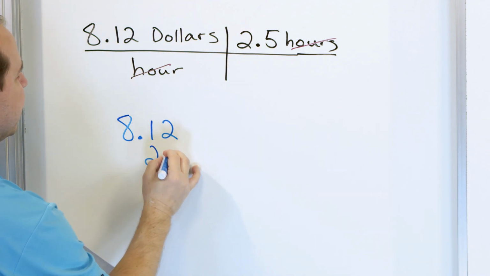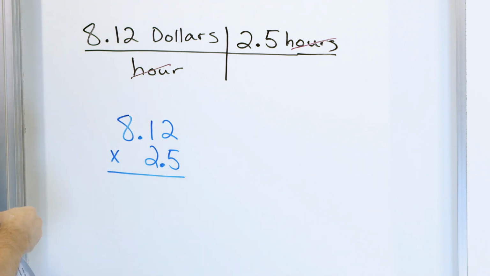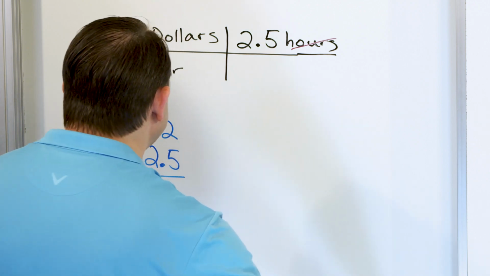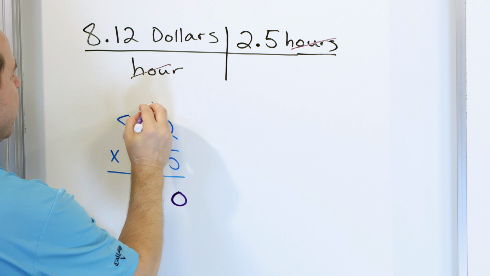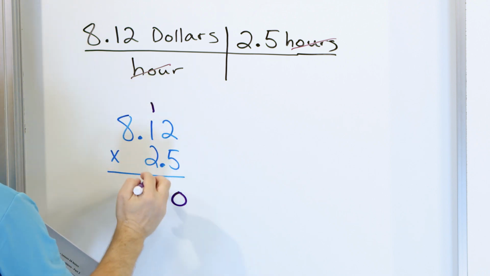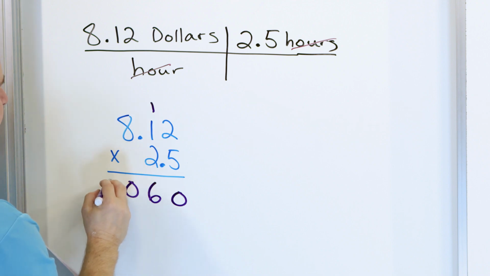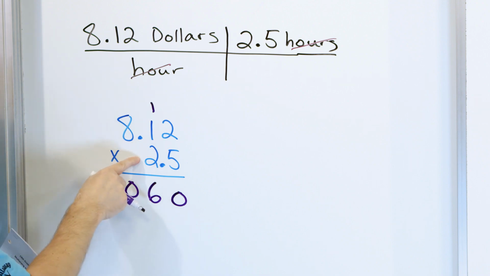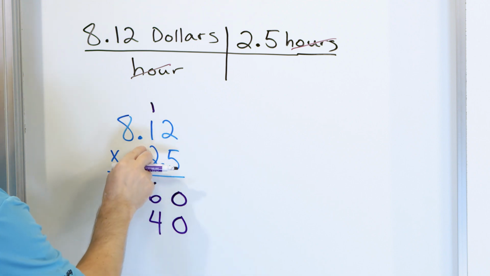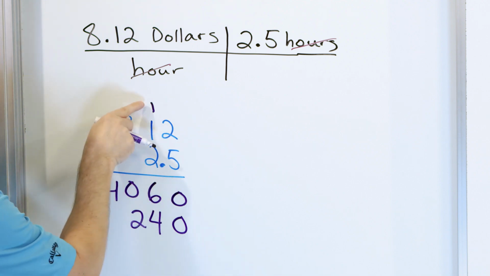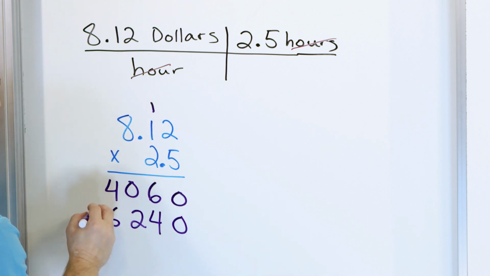Notice when we multiply decimals, we do not line up the decimal points. We just line the numbers up, and then we just proceed as usual. Working with 5. 5 times 2 is 10. Carry the 1. 5 times 1 is 5. 1 more is 6. 5 times 8 is 40. So we put the 40 right here. Now we need to multiply by the 2. We drop a 0. 2 times 2 is 4. 2 times 1 is 2. We don't add this because that's from the previous step. 8 times 2 is 16. So the 16 goes right here.